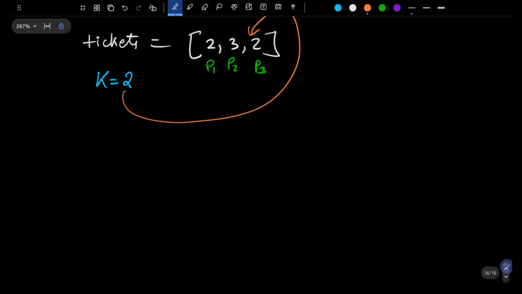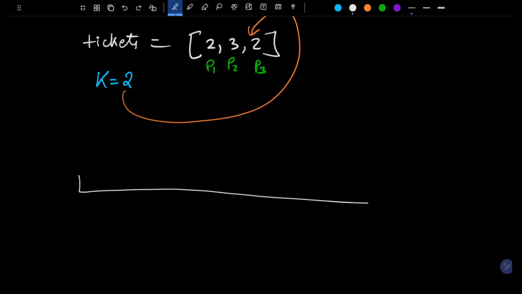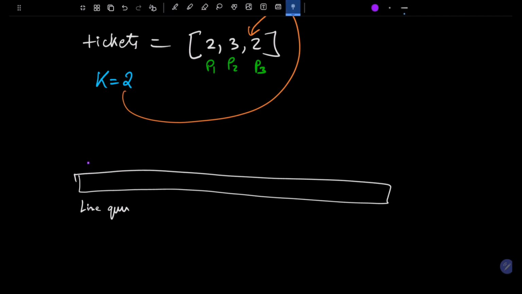Let's say this was a queue. I'll say this was my initial queue, a line or queue. I have person 1, person 2, person 3 standing in this queue with asks of 3, 2, and 2. This means this person requires this many tickets.